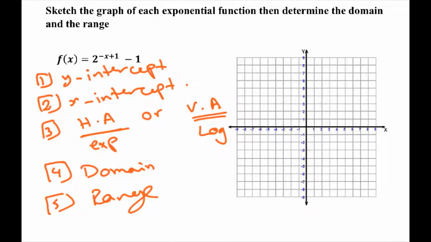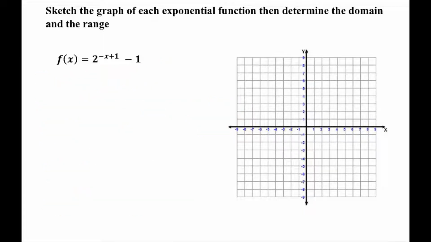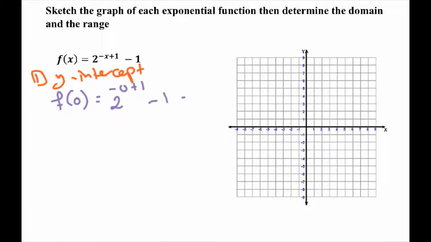So these are our 5 steps. Let's start with the first one. We need to find the y-intercept. The y-intercept is basically f(0), which is equal to 2 to the power of negative 0 plus 1, minus 1, and that's equal to 1. So I'm going to go here and plot 1. That's the y-intercept.